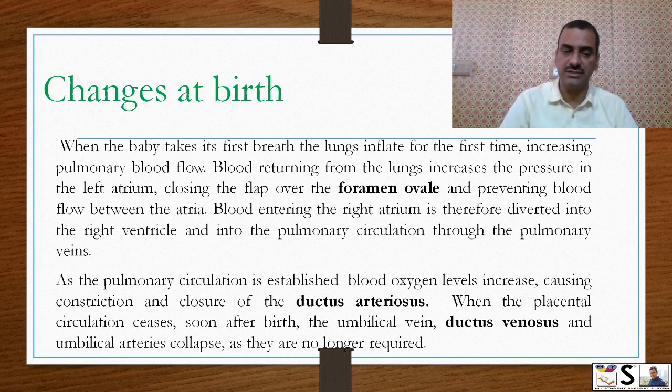When the placental circulation ceases soon after birth, the umbilical vein, ductus venosus and umbilical arteries also collapse because they are no longer required.